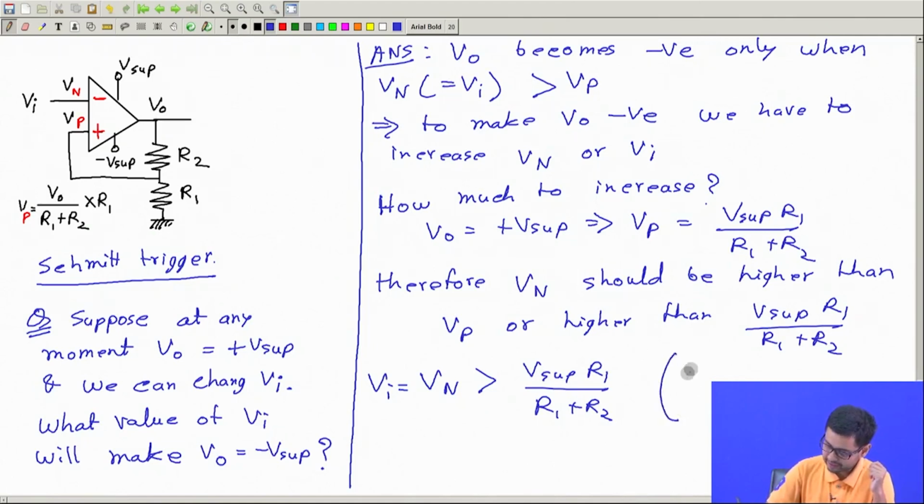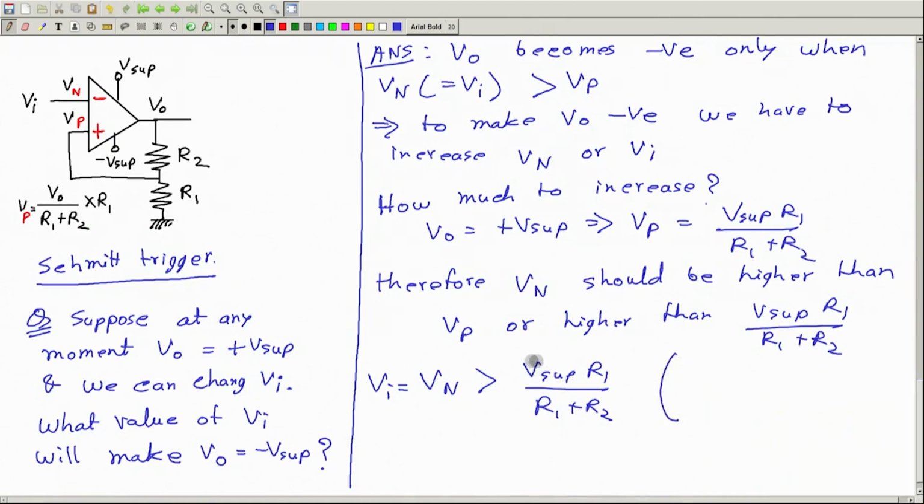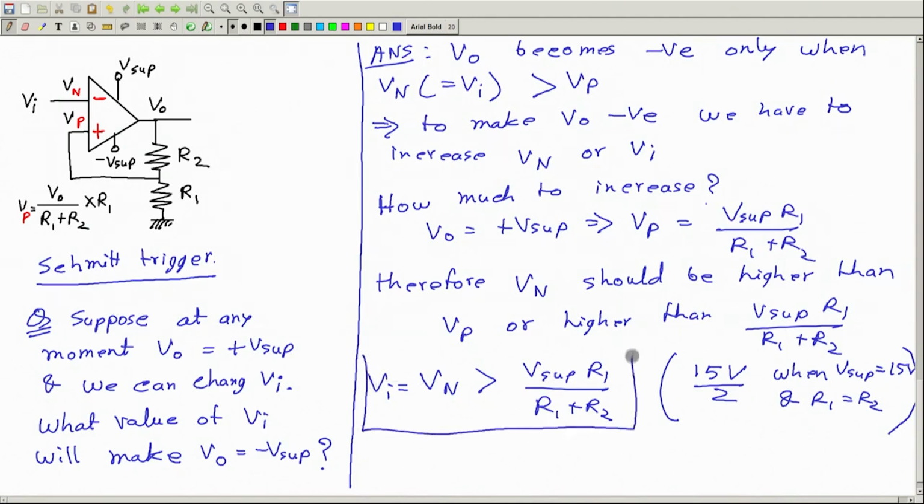So for example, if I take this equal to plus 15 and R1 equal to R2, then this becomes 15 volt by 2 when V supply is 15 volt and R1 is equal to R2, for example. Okay. So this is the condition, this is the boundary condition where the output will change. I have to increase input by this amount.